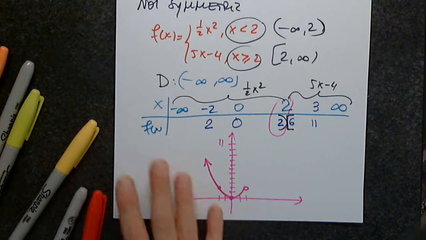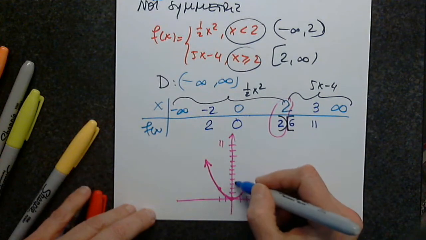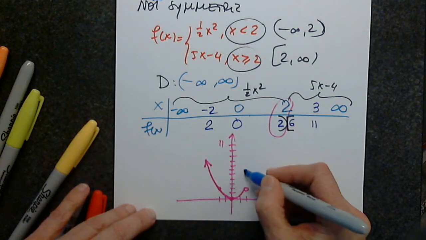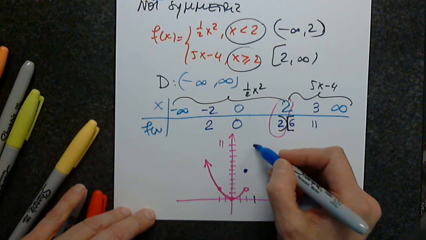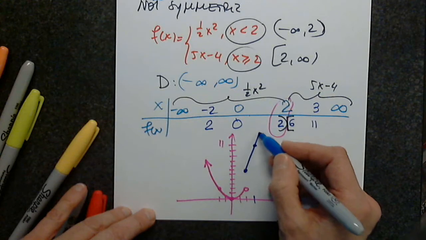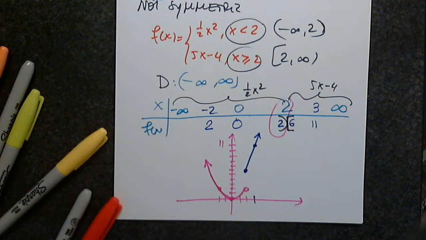Then on the other side, so this piece is done. Now I'm at 2, 6. 2, 4, 6, I think it's this. And then at 3 is 11. And this is the graph. You don't have to present the graph in 2 colors. I just presented it in 2 colors for you to see that they have no connection.